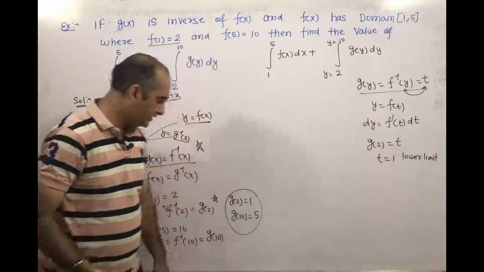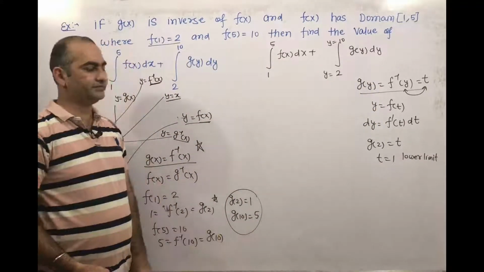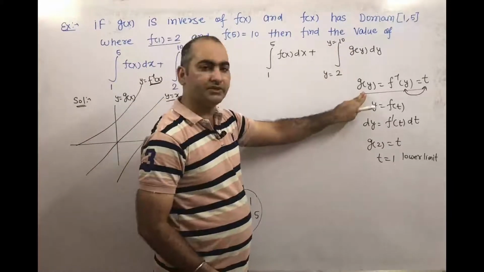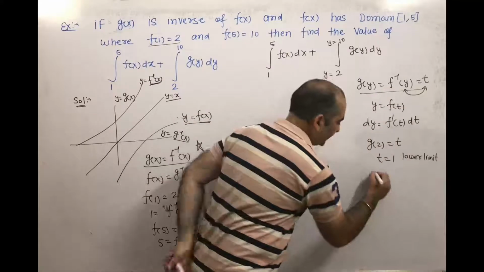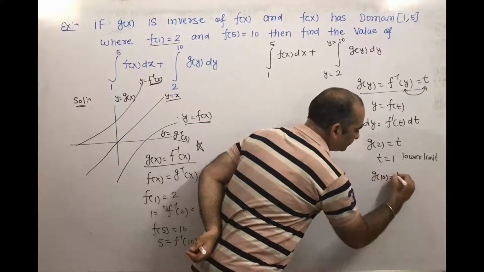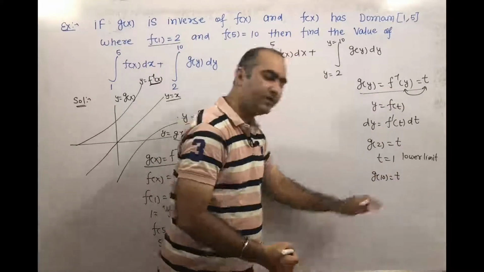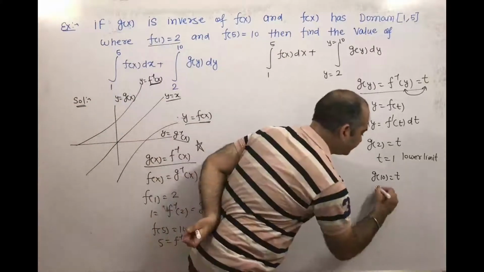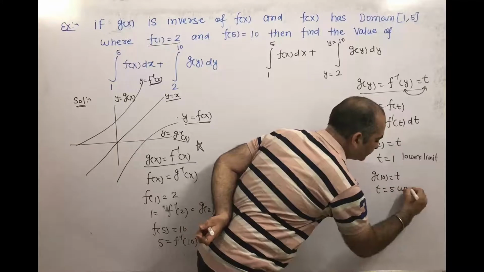Okay, and g of 10 equal to 5, correct? So here y equal to 10. If I put y equal to 10, what will come? g of 10 equal to t. So from a t value what will come? g of 10 is what? 5. So t value will be 5. This is the upper limit.